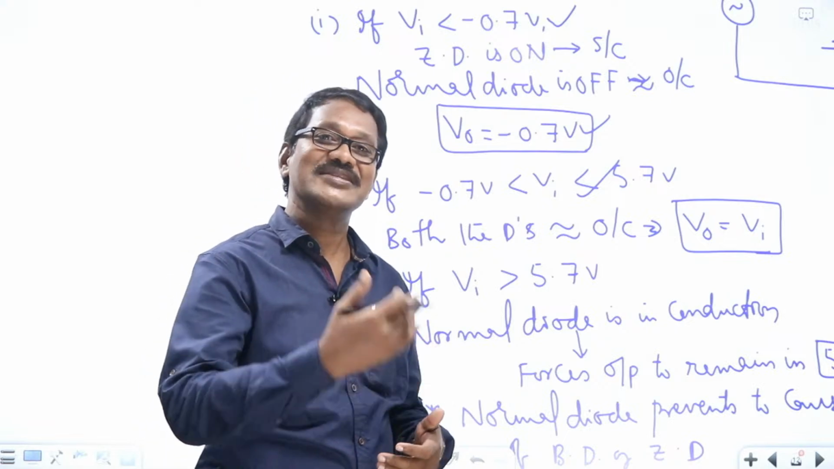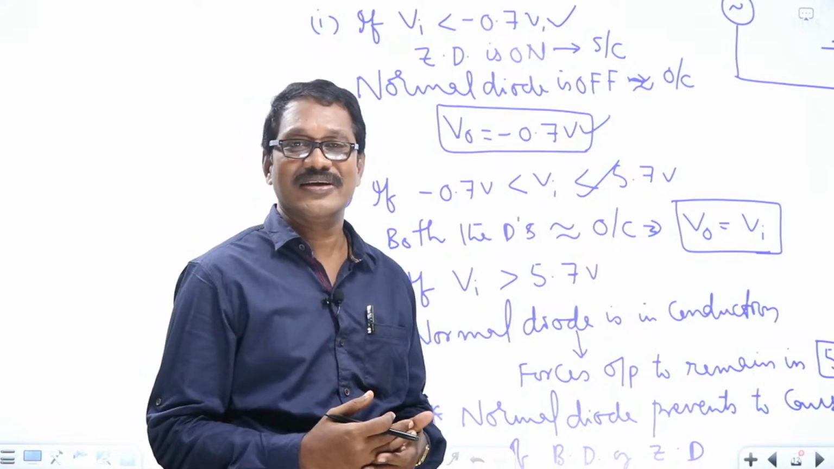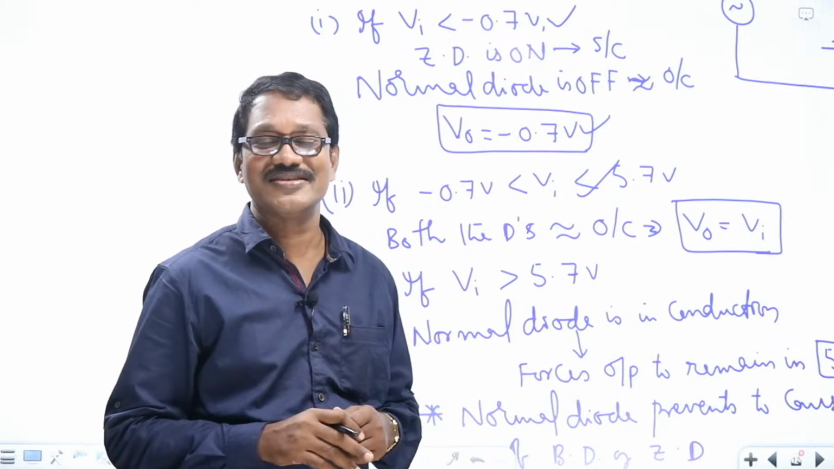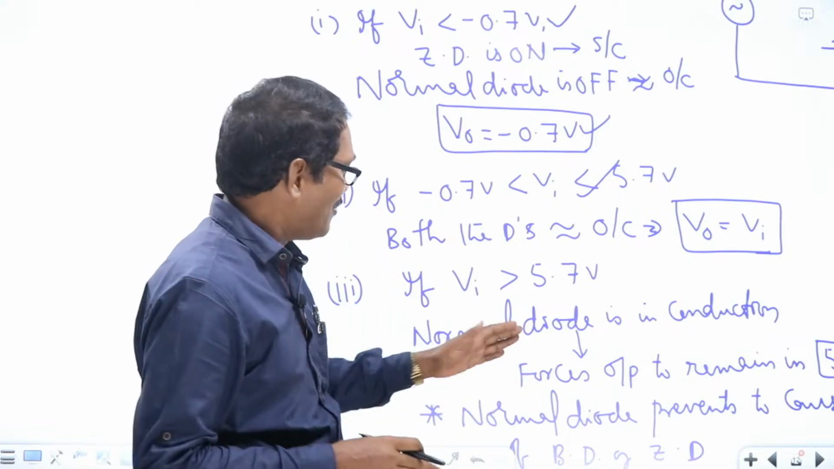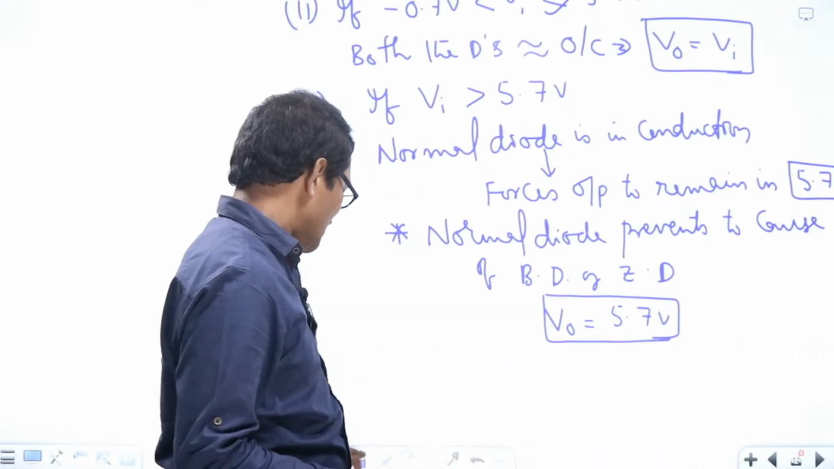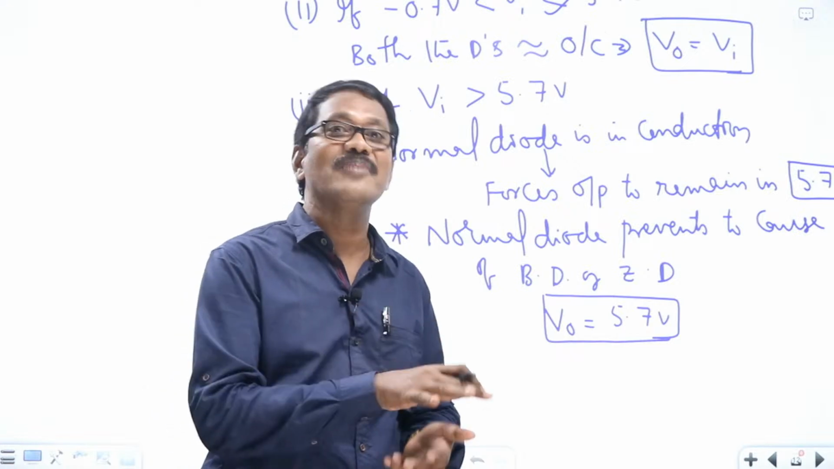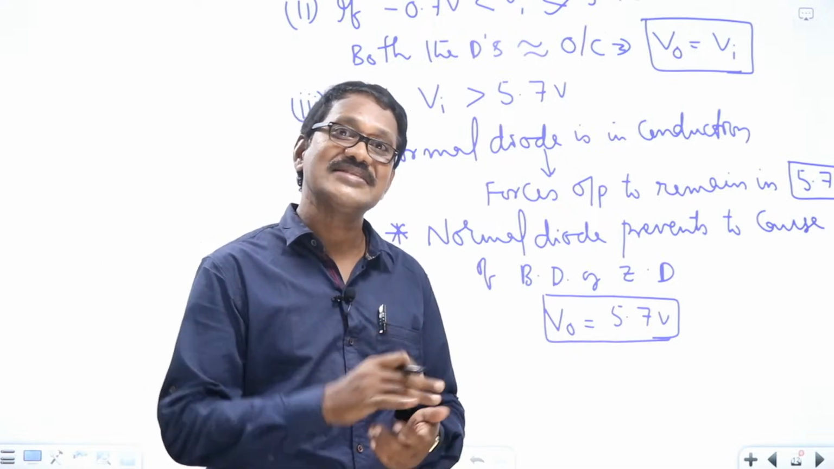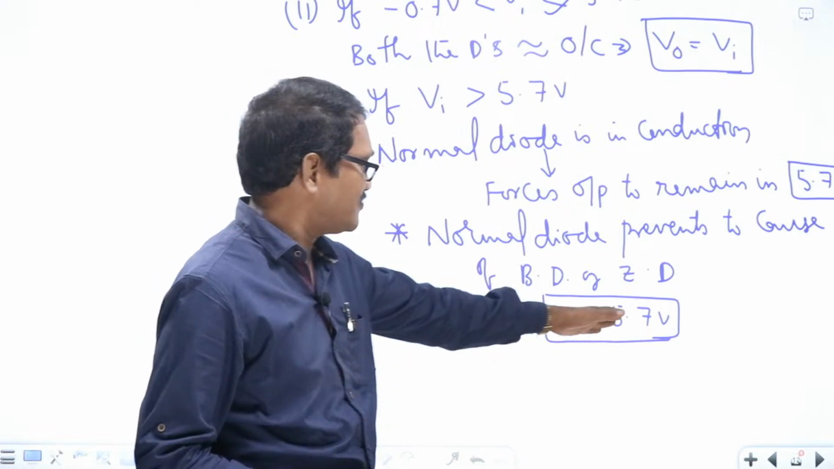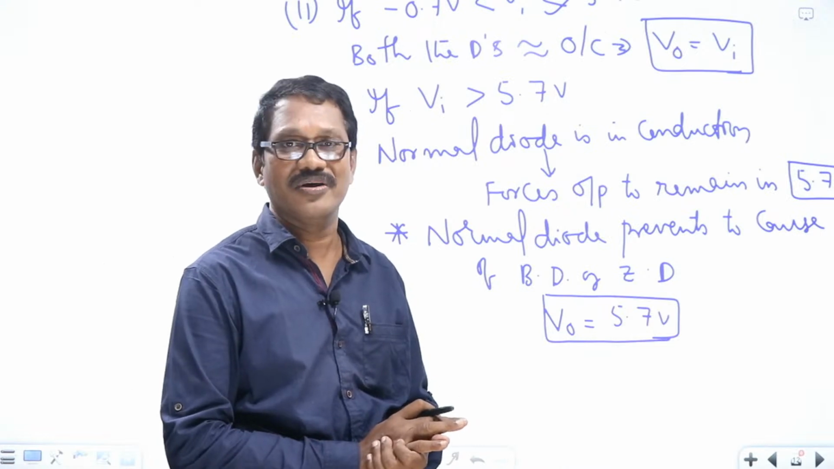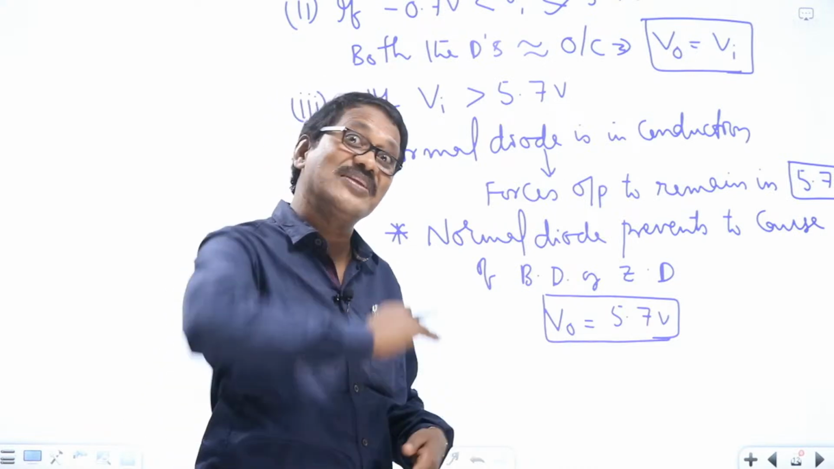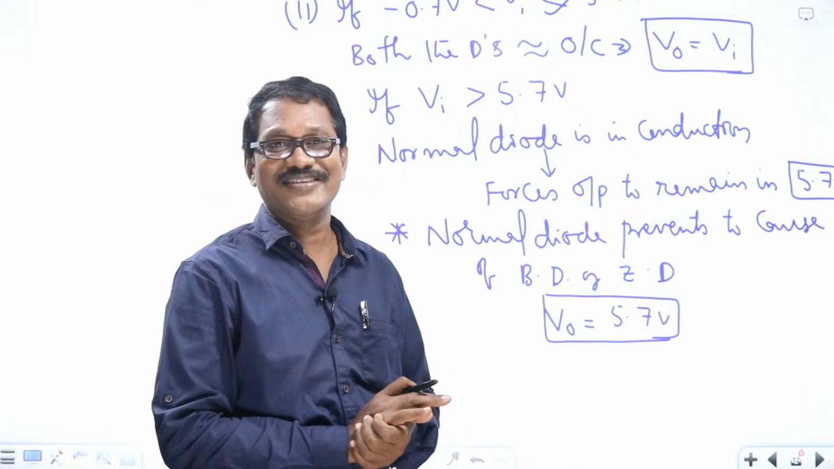Now the normal diode is in the conduction state, and hence forces the output to remain at 5.7 volts. This 5.7 volts is not at all sufficient to cause the breakdown of the Zener diode. Why? Because the Zener diode will enter into breakdown only if the voltage reaches 10 volts, the breakdown voltage or Zener voltage. That is why this is insufficient to cause the breakdown. The normal diode will force the output to remain at 5.7 volts only, even if the input exceeds 100 volts. Have you understood this?